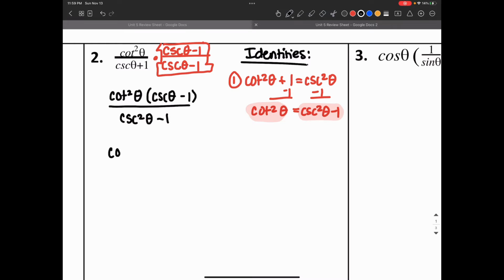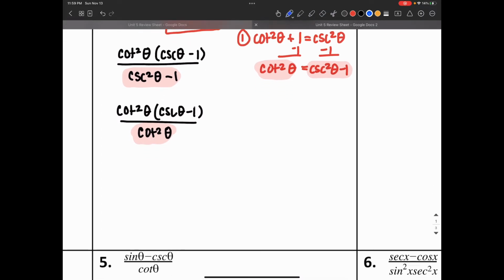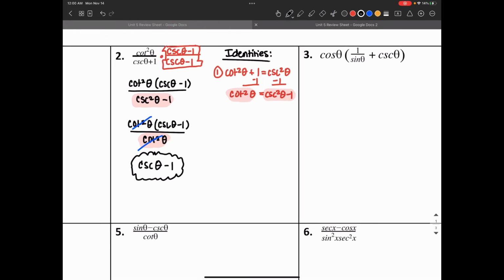And so I'm going to rewrite this whole fraction as cotangent squared of theta times cosecant of theta minus 1 all over cotangent squared of theta. So I just replaced the denominator from this to this. Now I can see that in the top and the bottom, the cotangent squared of thetas are going to cancel out, and I'm going to be left with just cosecant of theta minus 1. There is no trig identity that I can use to rewrite this. I'm not going to be able to get that to be 1 term. So I'm just going to leave it as the 2 terms. That's as simple as I can write it. There's no simpler way to write that trig expression, so I leave it like that.